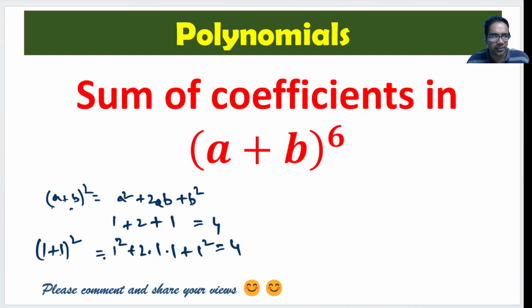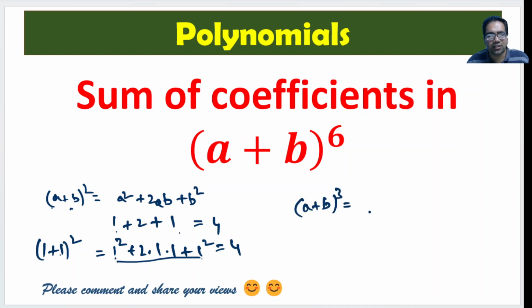Because in this multiplication everything is 1, 1 square doesn't add anything. This 1 and 1, because it is again 1 and 1, also doesn't add anything. Plus 1 square is still 1. So this equals 1 plus 2 plus 1 only. When we replace a and b with 1 and 1, the sum of coefficients is actually 2 square. Similarly, (a plus b) whole cube also.